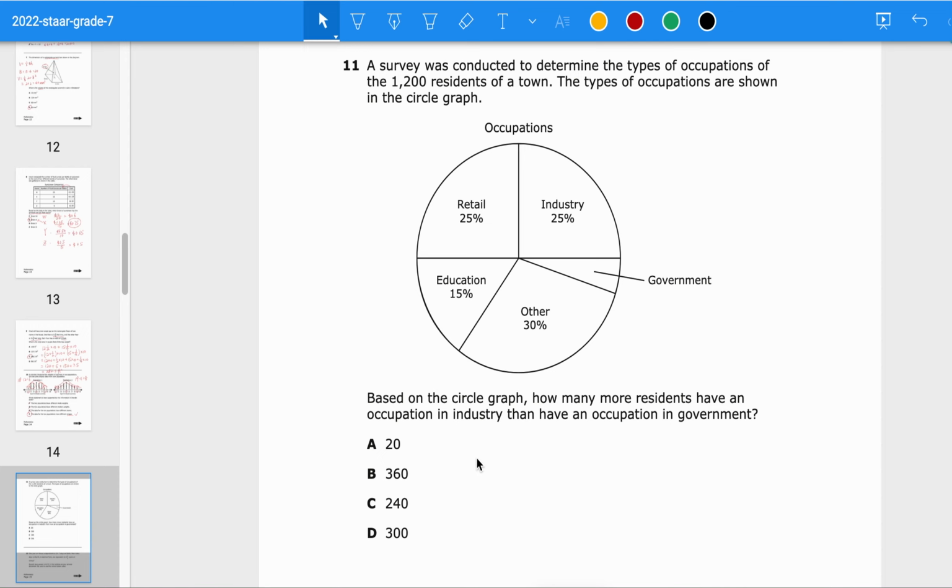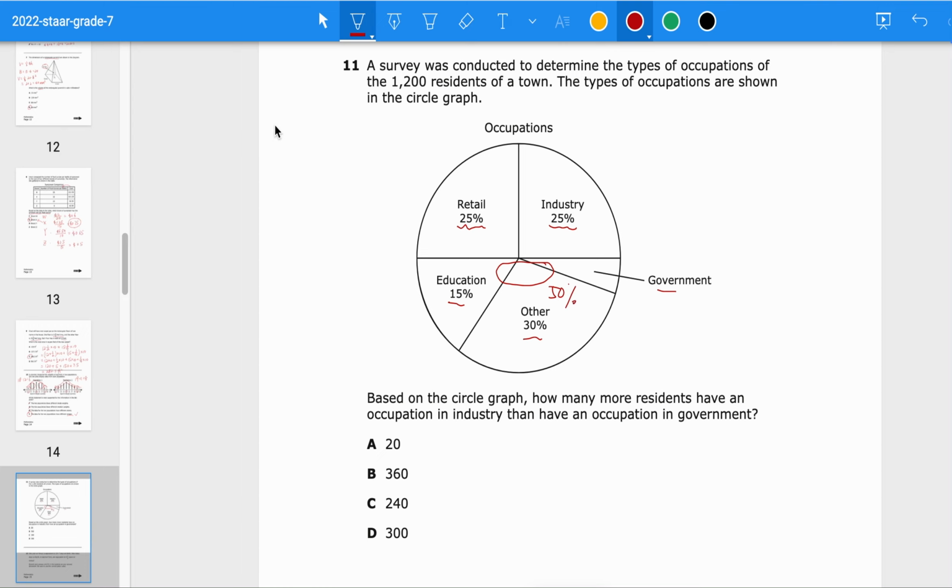Based on the question, they're asking the differences between the residents in industry and in government. So let's take a look. The government, we don't know how much percentage here is. So we need to calculate the percentage of the government. To make it easy, you can see here we already have 25%, 25%. They're taking 50%, half out. So it means education, others, and government together, these three together, is 50%.